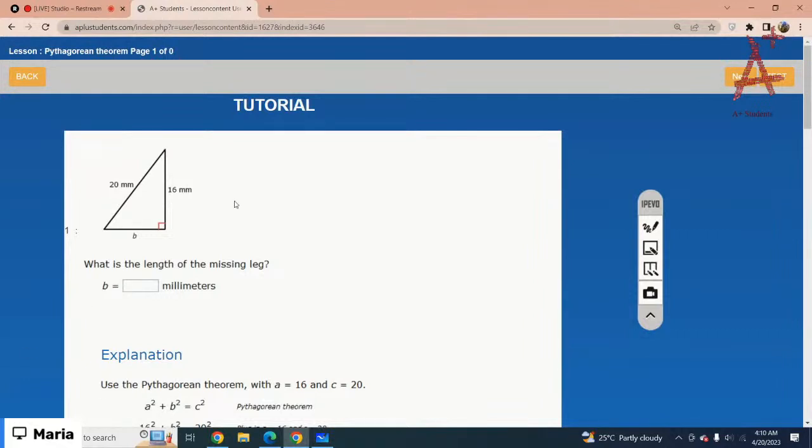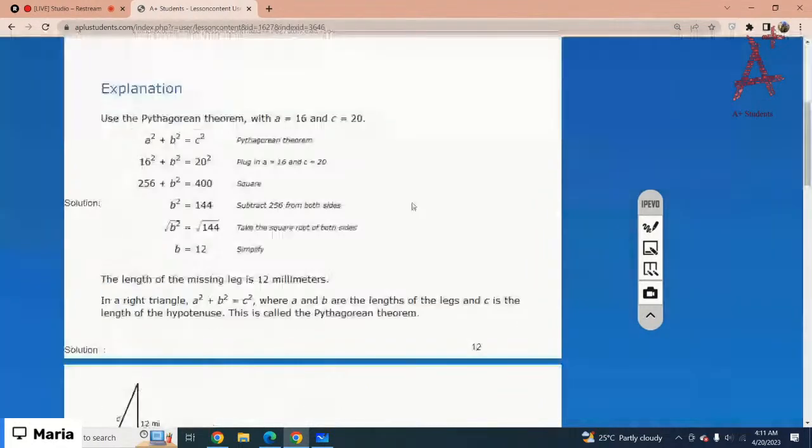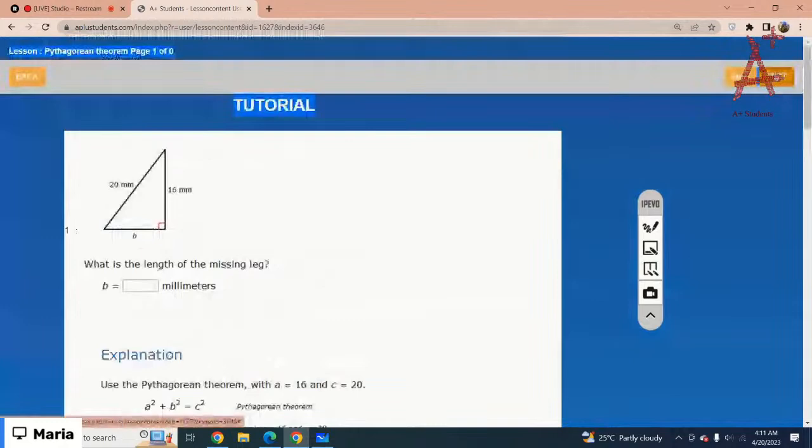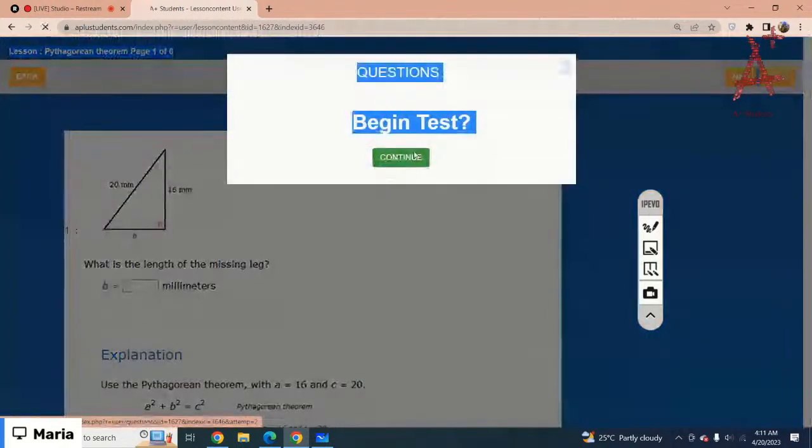You are given a right angle triangle, and you have to find the missing side length. One side is 16, the hypotenuse is 20, and you have to calculate the base. We know the Pythagorean theorem is c square equals a square plus b square. Just put in all the values. c is 20, a is 16, and you need to get b. So b equals 12. Whenever you have to solve a right triangle, you can use the Pythagorean theorem.